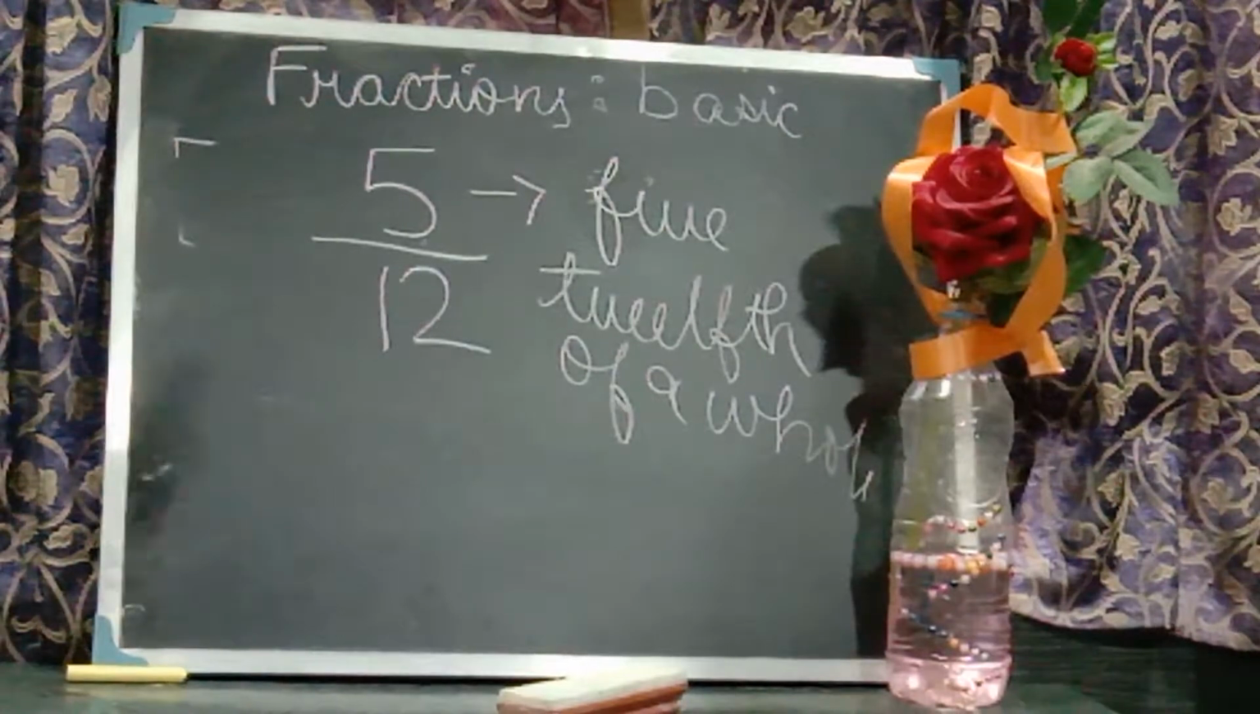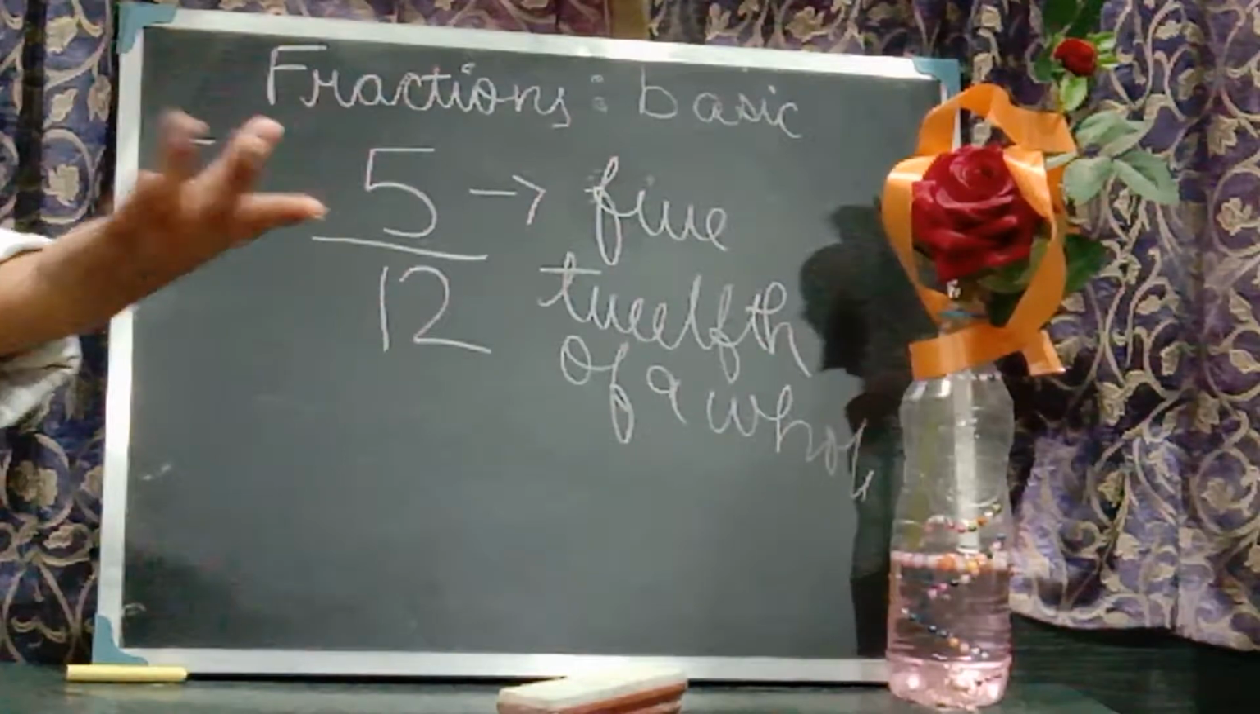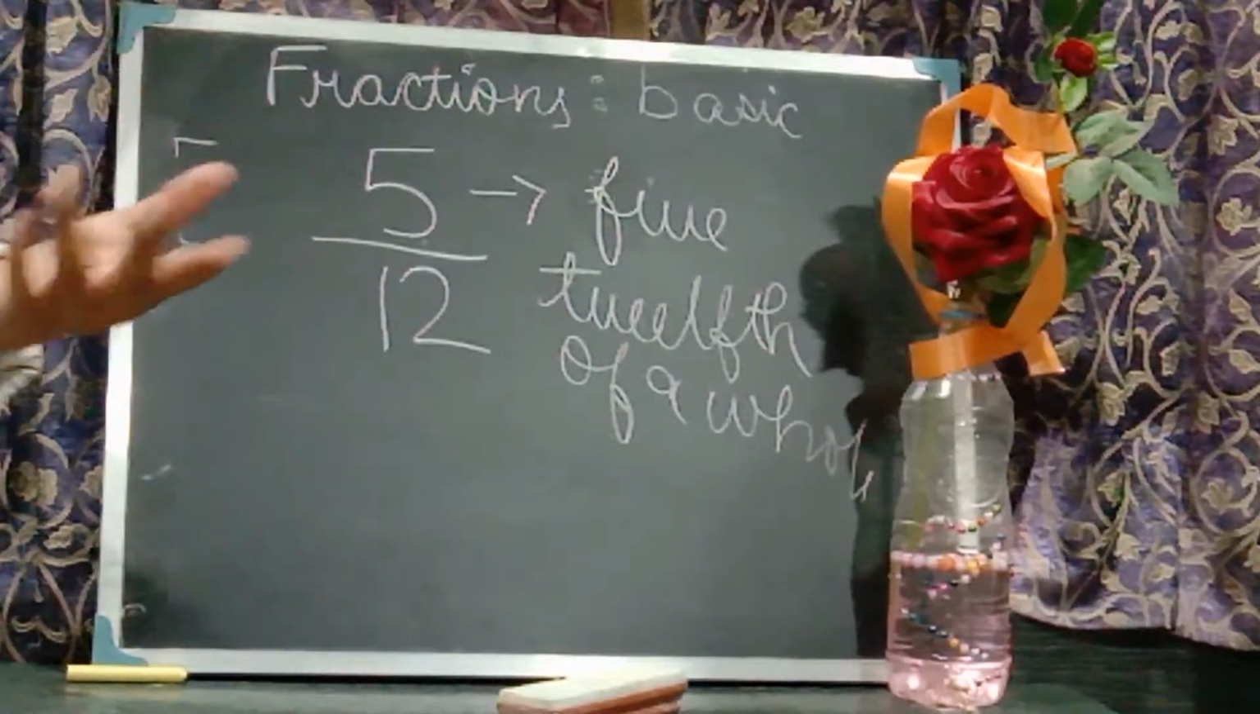A fraction is a number which represents a part of a whole. The whole may be a single object or a group of objects.